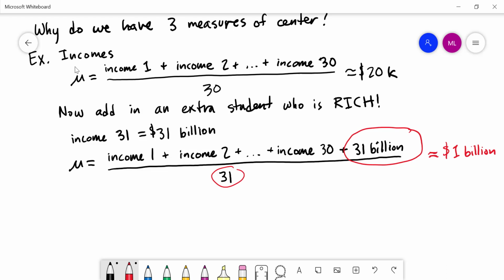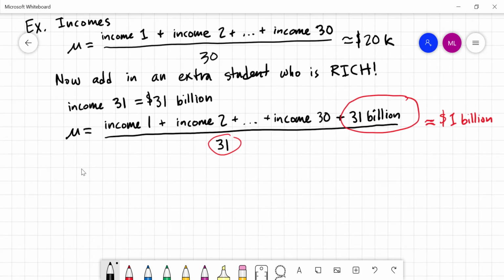And what it's telling us is our incomes haven't changed. All that changed was we added this one very wealthy student to the class. So which one is more reflective of how the average student in the class is doing? Is the average student making about $20,000, or is the average student a billionaire? And the reality is, we're not all billionaires. Throwing this one outlier in really skewed the mean, and it made it look like we're all much, much richer than we actually are.